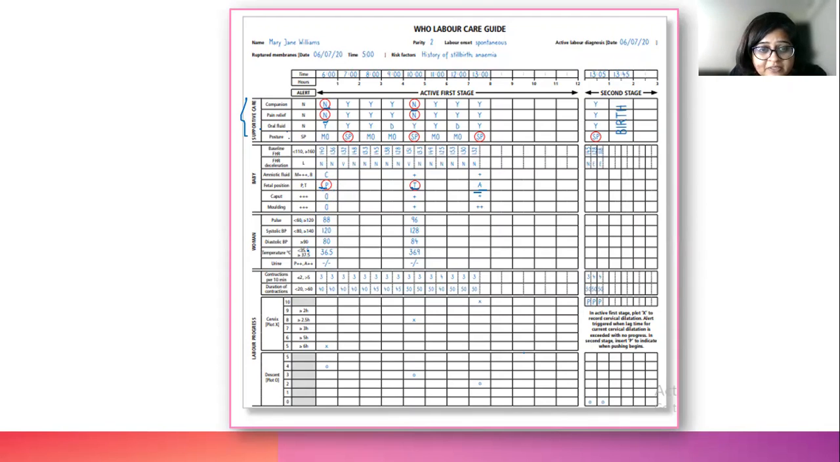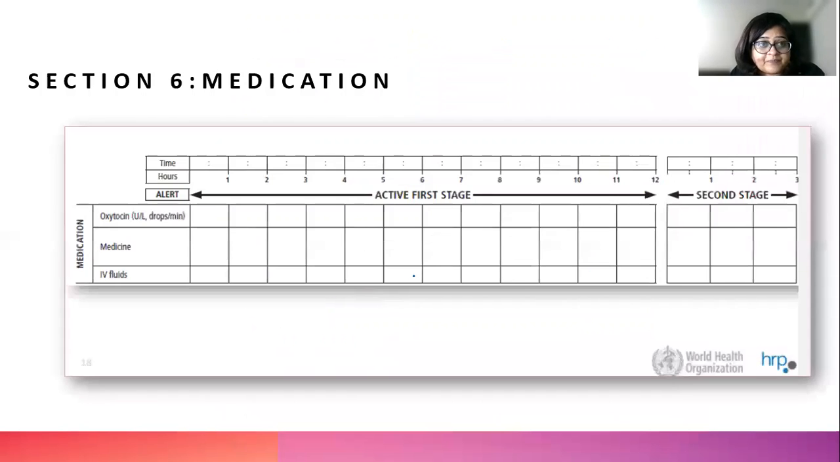Okay, then her maternal parameters are all right. Then you can see she was 5 centimeters here. Then after 4 hours, she became 8 centimeter. Then she became full after another 2 hours. So this is her progress of cervical dilatation. And here she started pushing. Okay, so this is how the labor care guide is now being filled. And these are the alert parameters that you should know in cervical dilatation. Okay, section 6 is medication. I won't go into this.